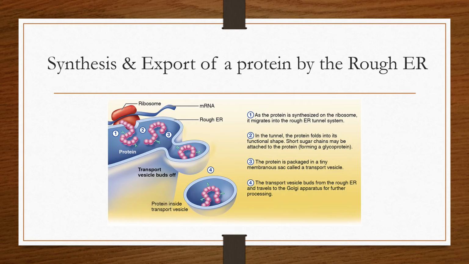This image is showing more about the synthesis and export of protein out of the rough ER. You can see step 1, as the protein is synthesized on the ribosome, which is attached to the outside of the ER, it migrates into the rough ER tunnel system. Step 2, in the tunnel the protein folds into its functional shape. Short sugar chains may be attached to the protein, which we just learned about, glycoproteins. Then step 3, the protein is packaged in a tiny membranous sac called a transport vesicle. And then 4, the transport vesicle buds from the rough ER and travels to the Golgi apparatus, which we'll learn about shortly, for further processing.